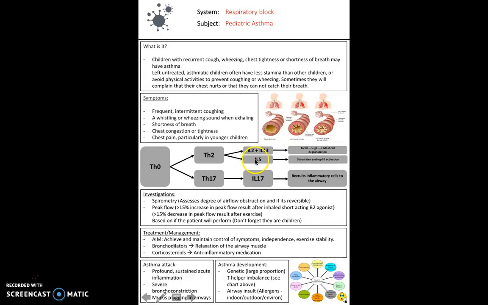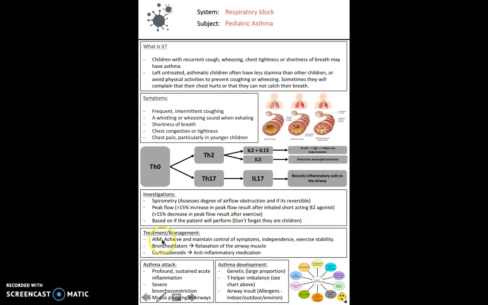So IL-5, interleukin 5, goes on to stimulate eosinophil activation, and interleukin 2 and 13 go on to cause B cells to produce IgE, the antibody, and then produce mast cell degranulation. And what's really important in terms of inflammation is this Th17, this T helper 17 cell, this interleukin 17, which will recruit inflammatory cells to the airway.